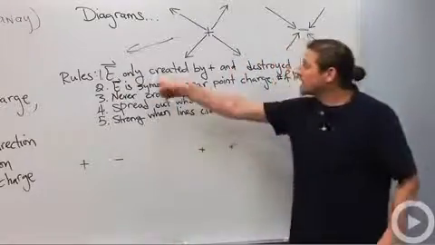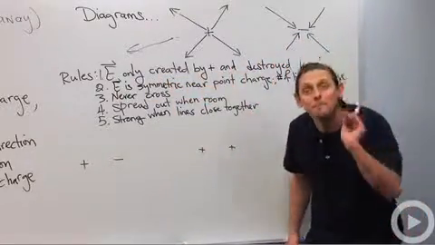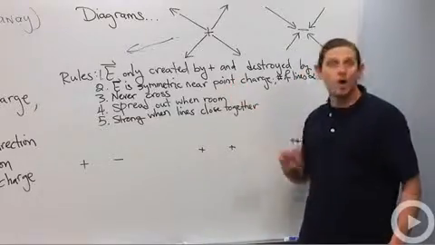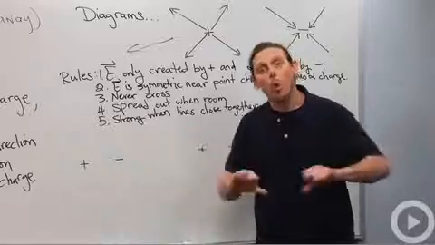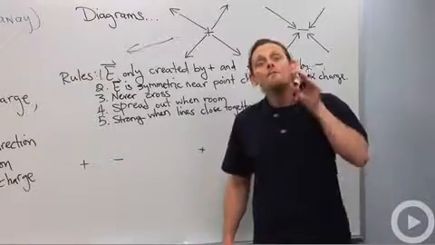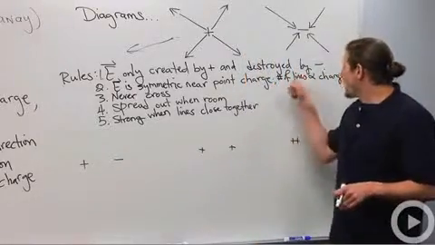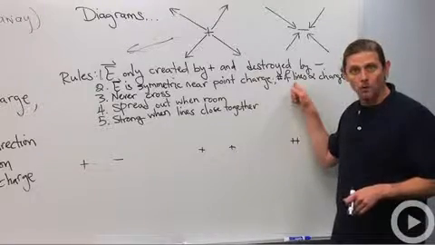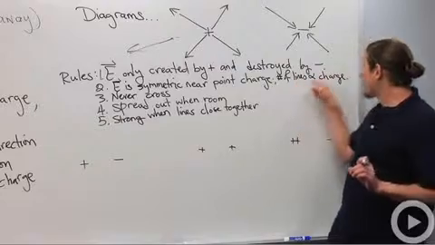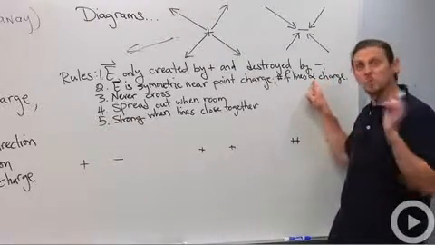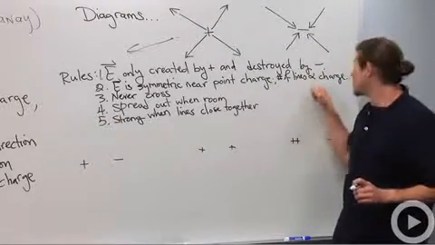Second rule: the electric field will always be symmetric near a point charge. It will always point away from a positive charge and toward a negative charge. Furthermore, the number of electric field lines that I draw near a point charge is proportional, that's what that symbol means, proportional to the charge.